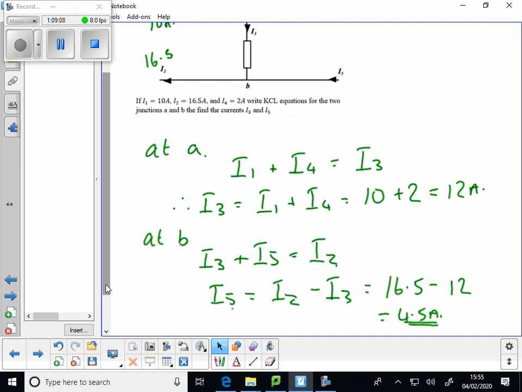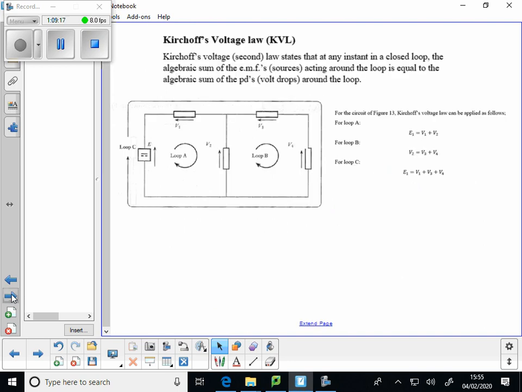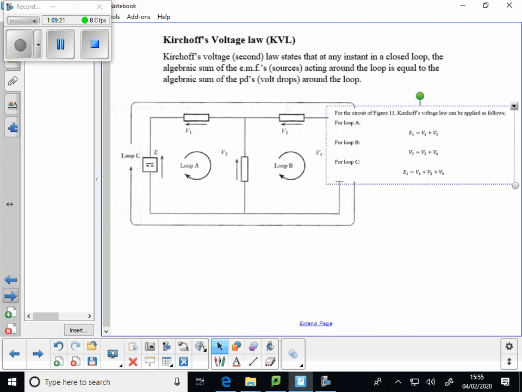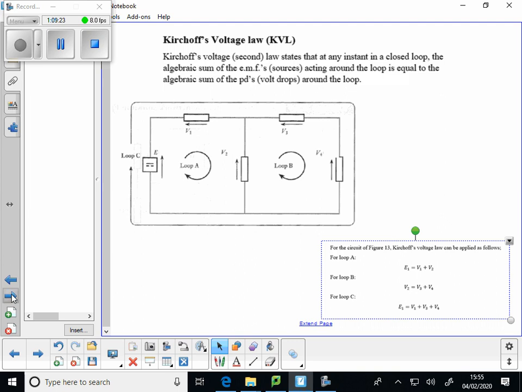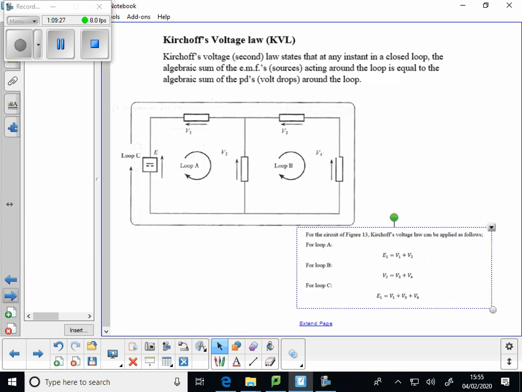Right. And then lastly, you're all up to speed. Lastly, Kirchhoff's voltage law. Who said that? No, you don't like her.